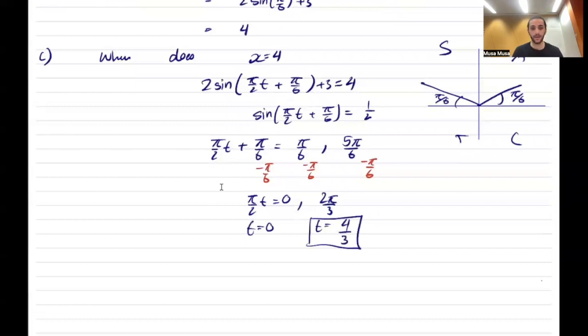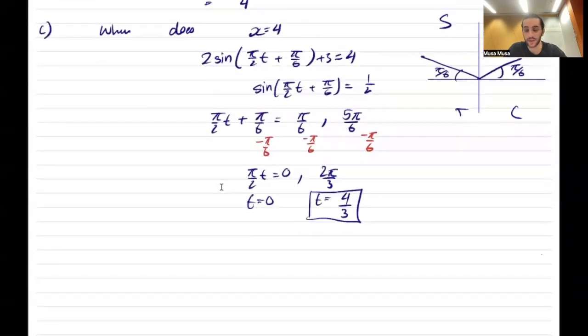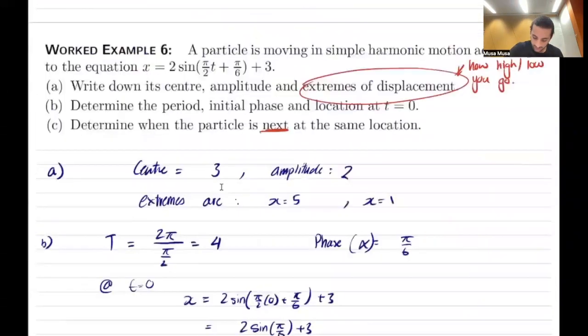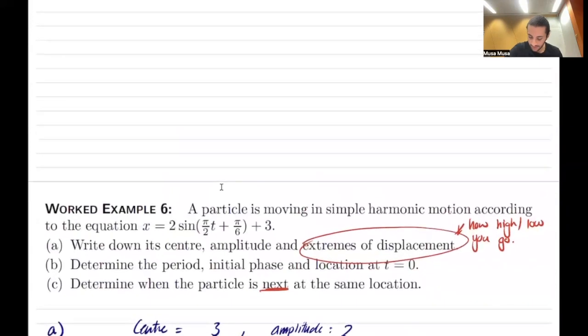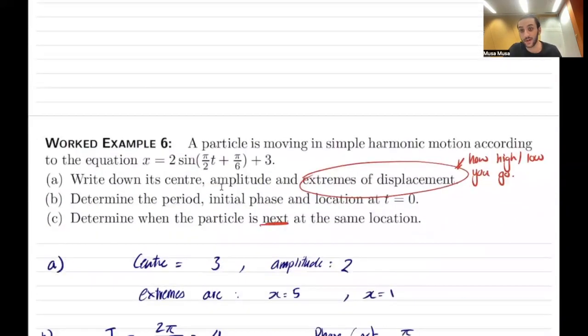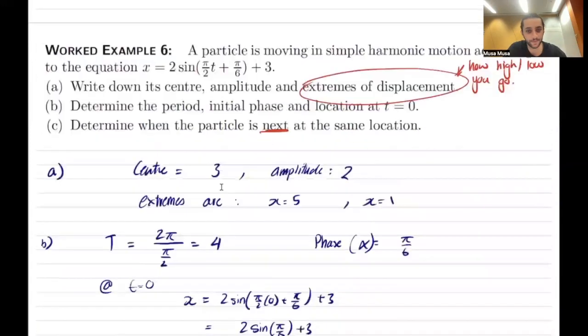4 on 3. There you go. So that's the next time that you're at that location. Wonderful. So I think this first example is quite good because it just tells you what each of those parts are. You may even be asked to sketch this. I mean, Sack doing it here, but you should know how to sketch something like this. Okay. Remember the translations and all of that? Yeah, I don't think it's that bad.